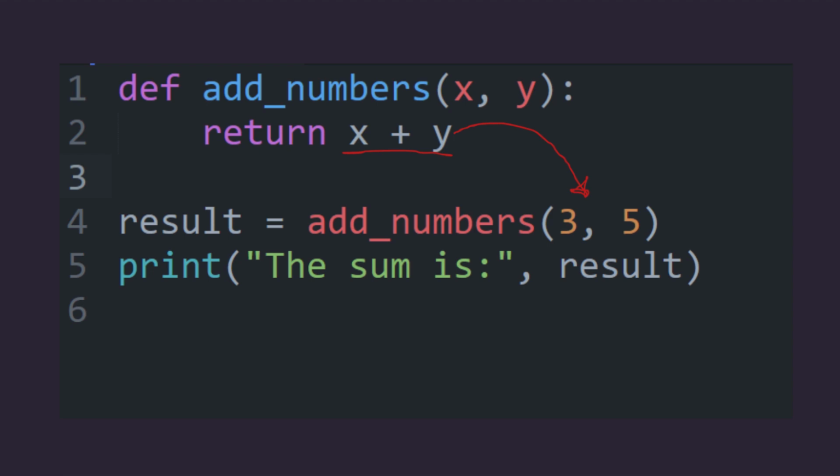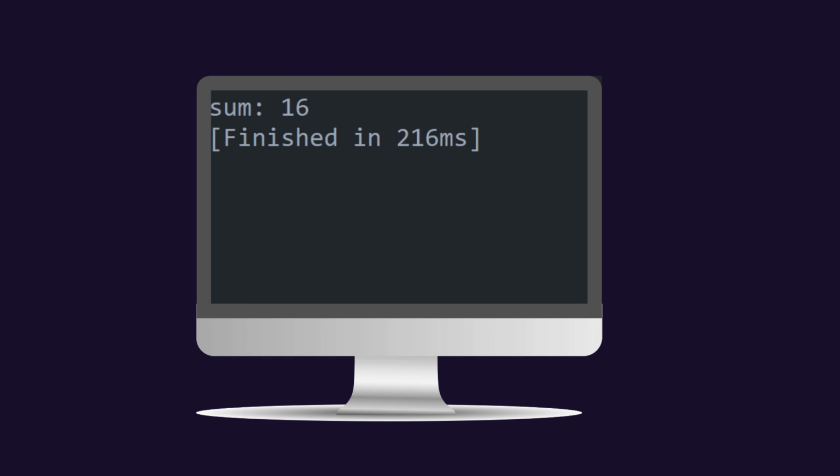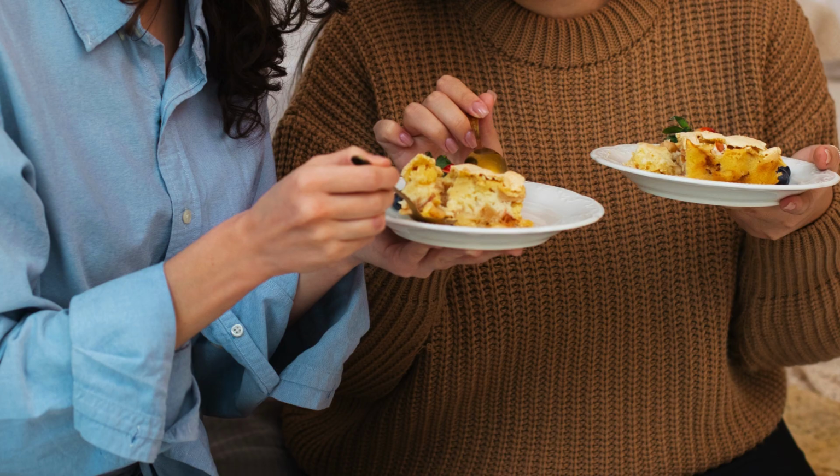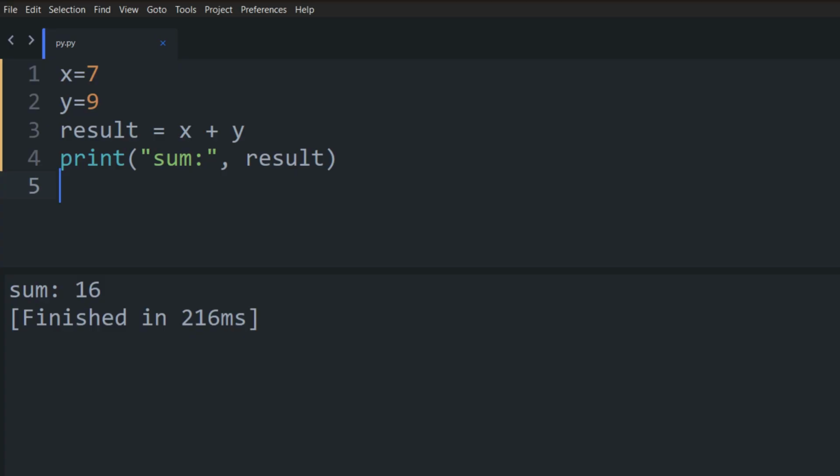Print statement is just for displaying things on the screen. It is like showing off your cake to your friends. You're not giving them the cake, just letting them see it. For example, if you want to see the result of adding two numbers on the screen, you use a print statement to show it.